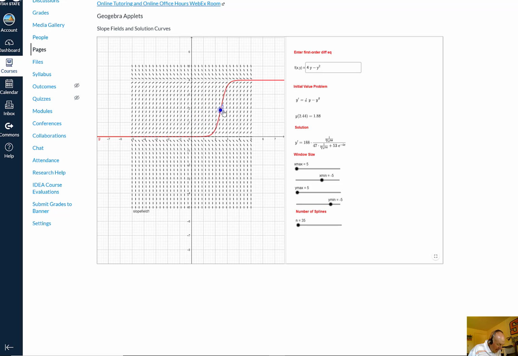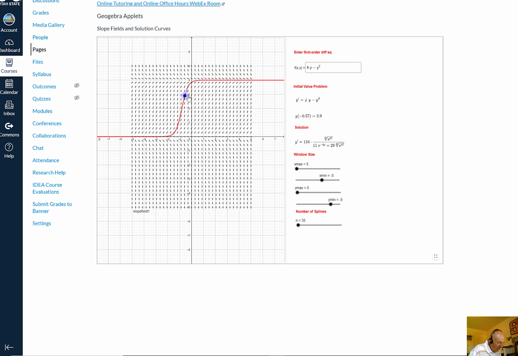And for some reason, if at time 3 we started at 2, we still increase until we hit our carrying capacity, right? Okay, so those all match what we would expect with a logistic model with a carrying capacity. But here's what we're going to focus on. Look at the entire solution here.